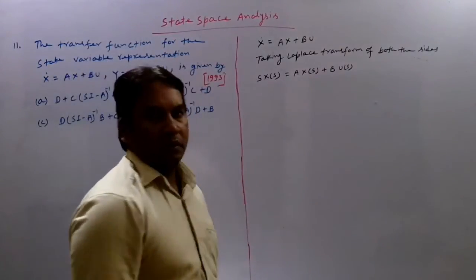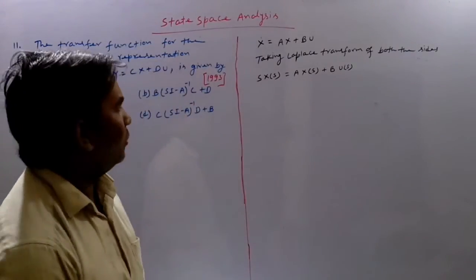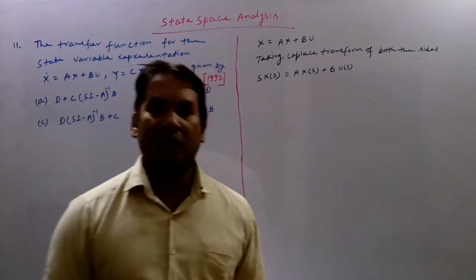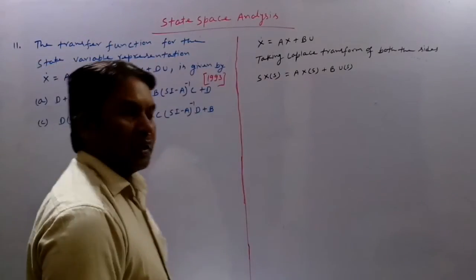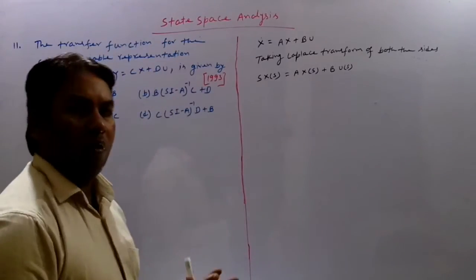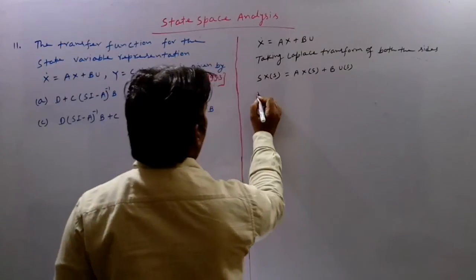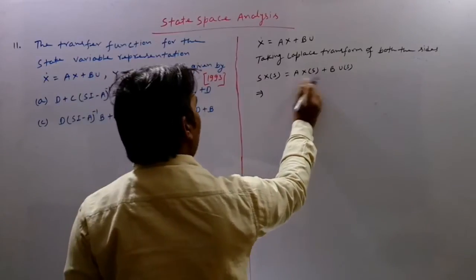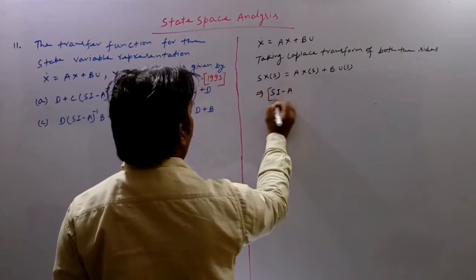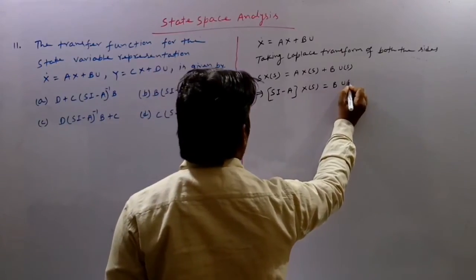Here note that we have taken all initial conditions 0, since we are calculating the transfer function, and the definition of transfer function itself is the Laplace transform of output divided by Laplace transform of input, taking all initial conditions 0. So from here, if we take this term on the left side, we can write (sI minus A)X(s) equal to BU(s), where I is the identity matrix.